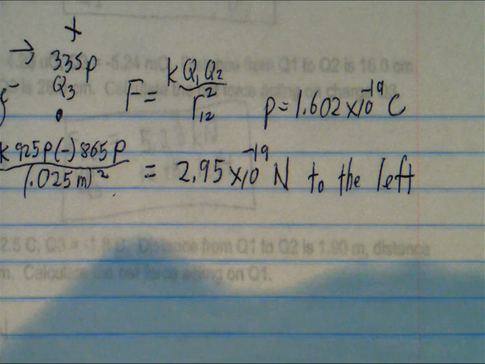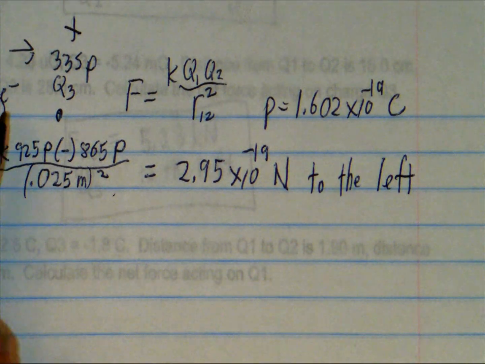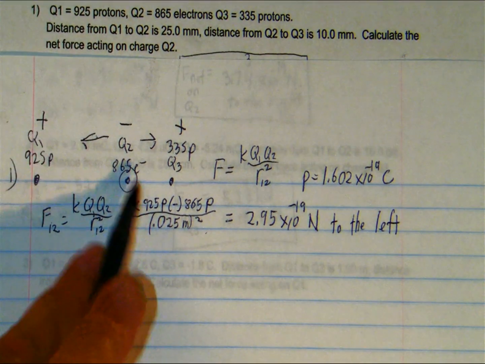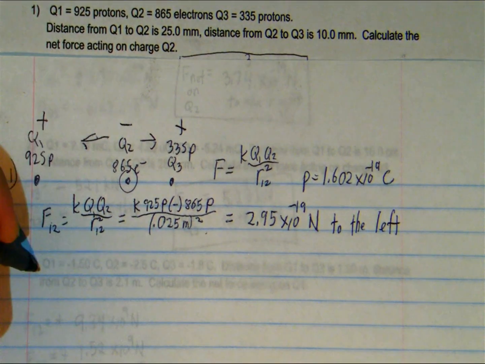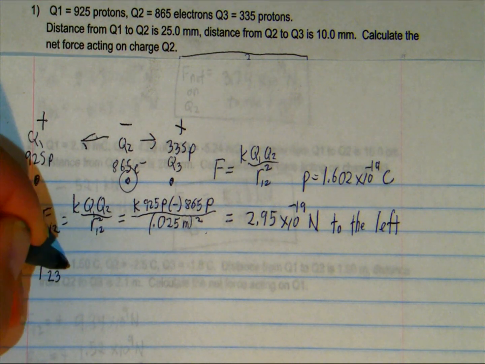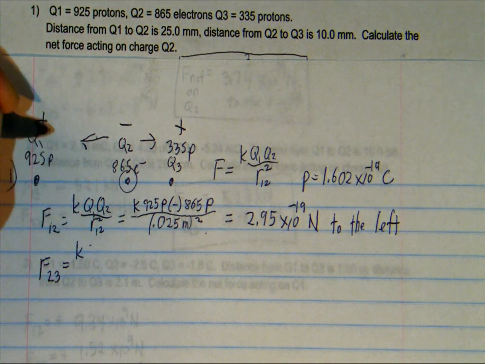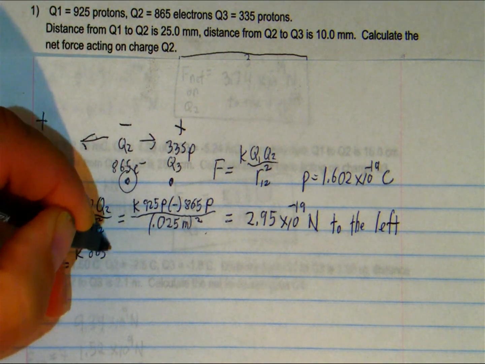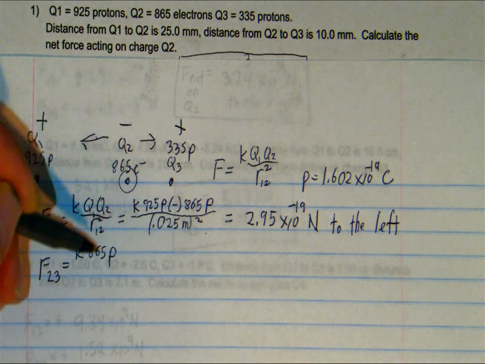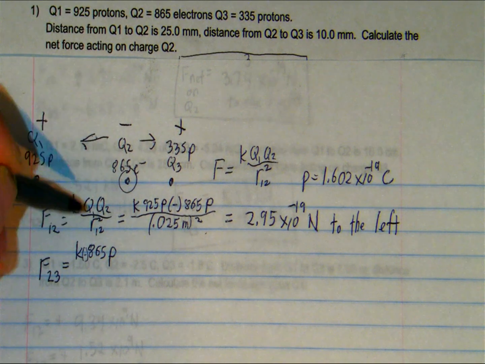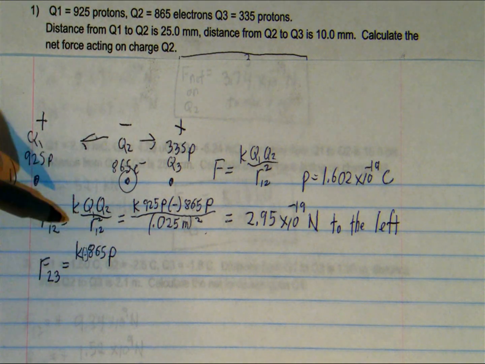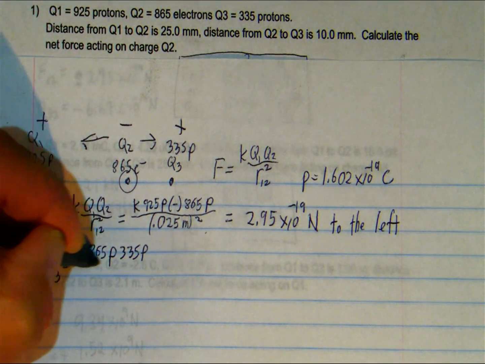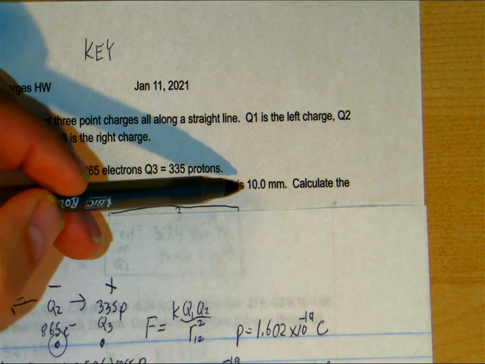And I didn't bother saying, oh, that's what that minus sign means. In this case, it's attracting it, it's pulling it to the left. Now I calculate the force of attraction between Q2 and Q3. Well, between Q2 and Q3, it's going to be K times Q2, which is 865. I'll put the symbol for proton, even though these are electrons. So if you want to be proper, you can put a minus sign in front of all this, times 335 protons divided by the distance between them, which is 10 millimeters.